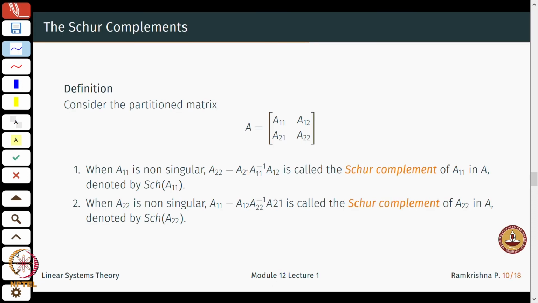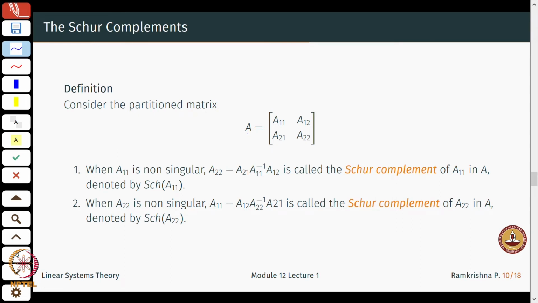Okay, so let's take a little break from LMIs. Let's go back to matrix theory and see if there are some tools that matrix theory teaches us such that we can arrive at solutions to this, or at least formulate them as LMIs. Okay, so one of the very powerful results in matrix theory is the Schur complement.